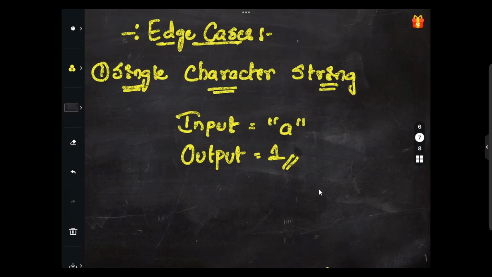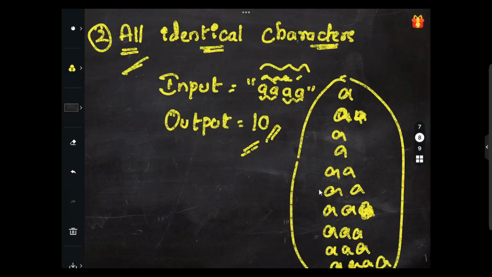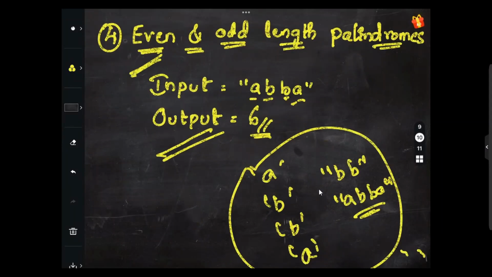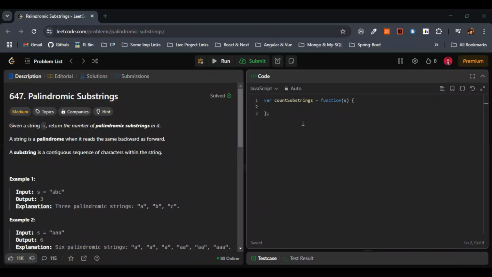So the first edge case that we went with here is single character string, and the second edge case is all identical characters, and the third edge case is no two consecutive characters are same, and the fourth edge case is even and odd length palindromes. I hope all the edge cases are clear here. Next, let's start writing the code.